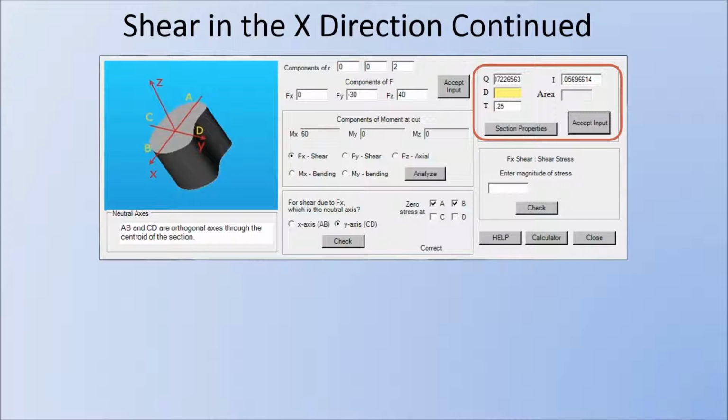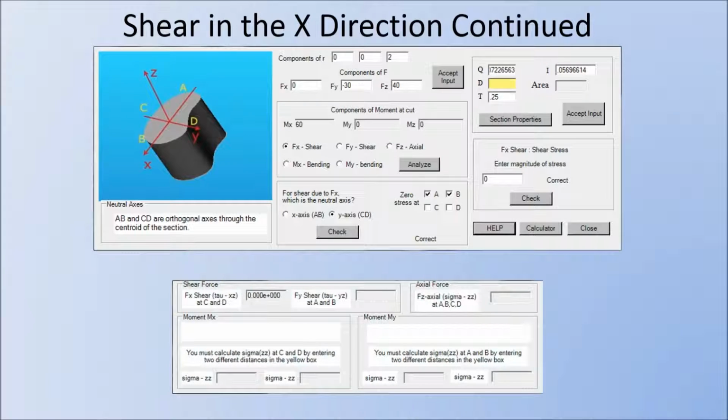Now that we've determined the section properties, we can now determine the shear stress in the x direction. As you can see in the top right corner, we have now entered in our section properties, Q, I, and T. We can then press the Accept Input button, which will allow us to enter in the magnitude of stress. Now, since the Fx force was 0, the shear stress will also be 0. So we would enter in 0 and press Check. That would bring up a correct message that you see next to the input box. In addition, if you look at the stresses box in the bottom of the screen here, you'll see that it has been updated with the answer.